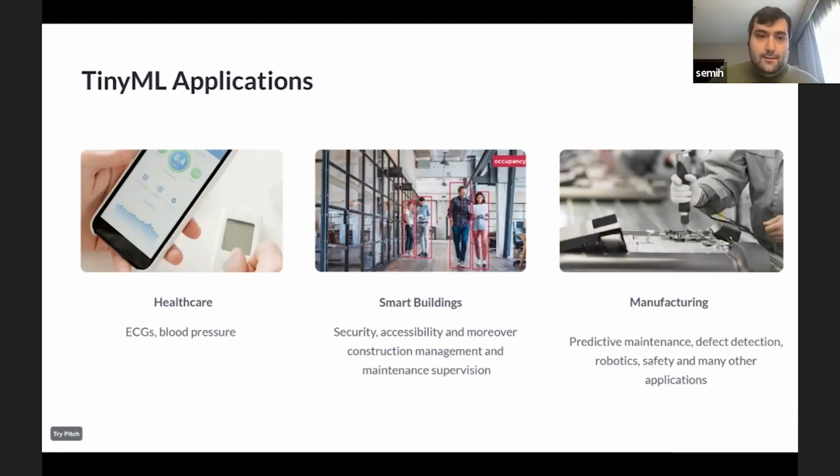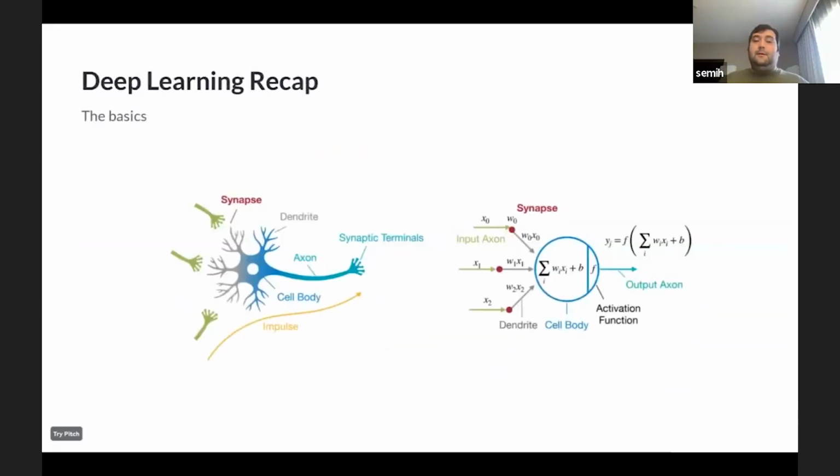All right, so I'm going to very quickly get into some deep learning recap. As I am saying that, we need to look into a few details as a reminder to understand what's going to happen in our optimization methods.